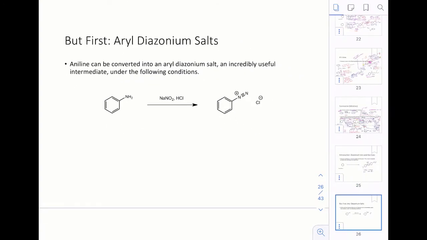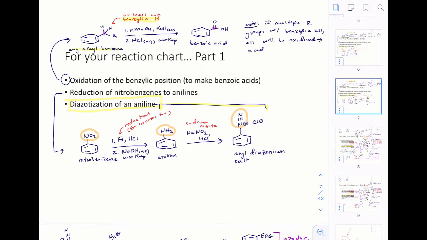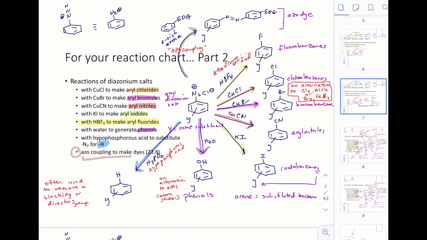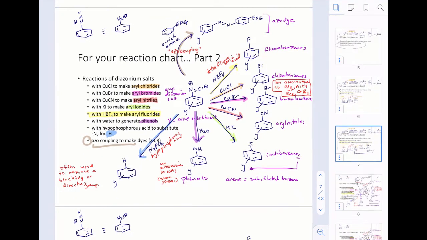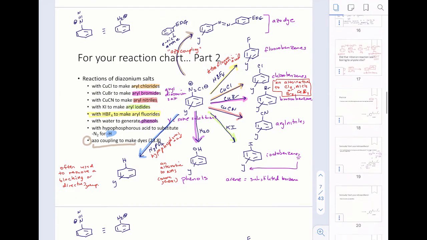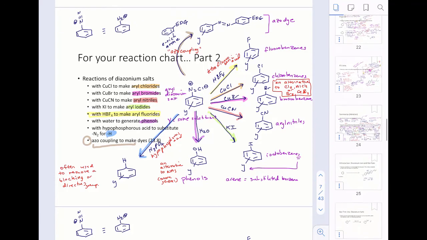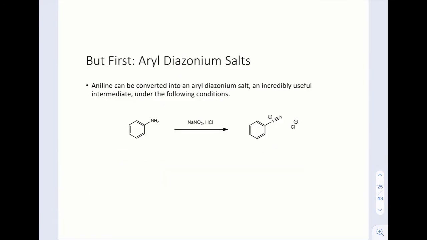We have mentioned aryl diazonium salts in the introduction to this lesson. So aniline can be converted to aryl diazonium salts. Now we know how to make aniline from nitrobenzenes. And then aryl diazonium salts can be converted into many, many things, many functional groups, including azo dyes. All right, so we have to get through all the rest of these functional groups, and then we can get to the azo dyes. Let's do that now, starting with how to make the diazonium salt.